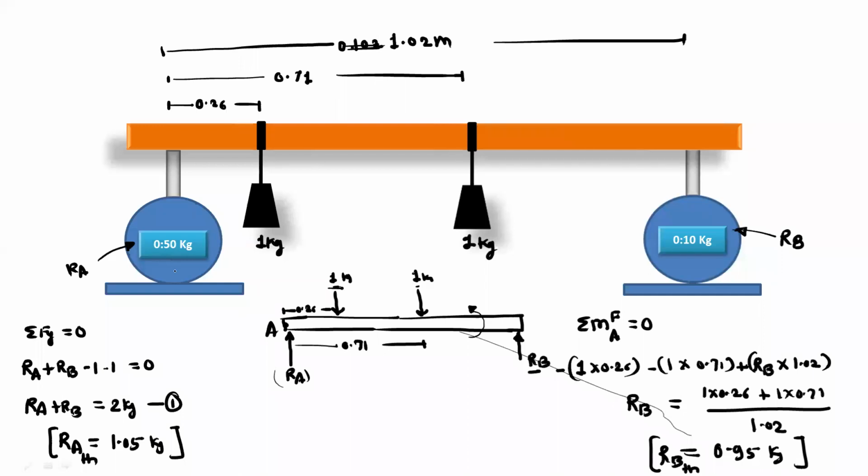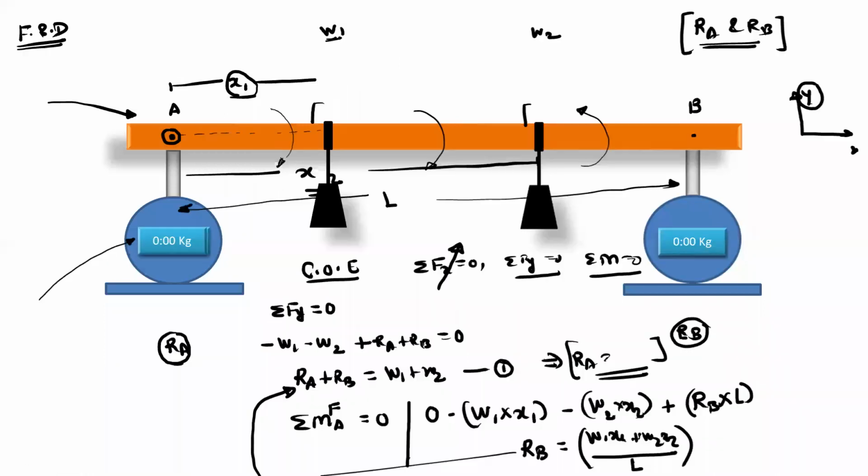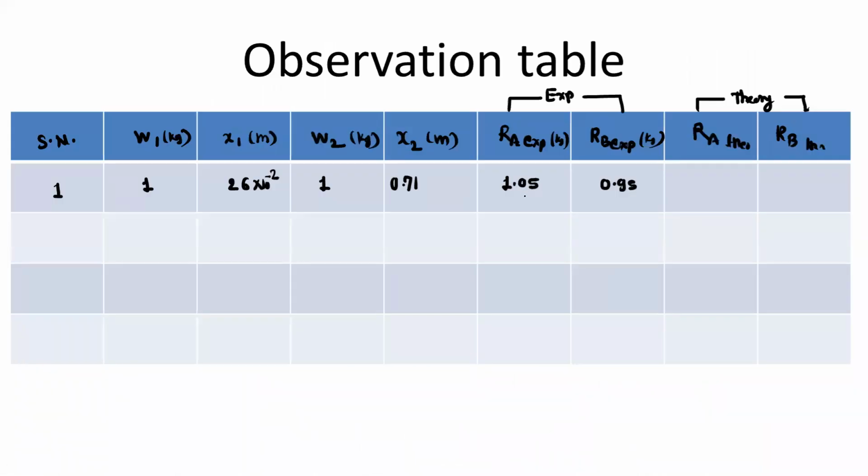From the experiment, we have got the value for reaction Ra equal to 1.1 kg, and for the reaction Rb, it is 0.95 kg. Okay, so these are the experimental values. So in the observation table, the experimental value was 1.1 kg for Ra and 0.95 kg for Rb, and the theoretical values are 1.05 and 0.95.